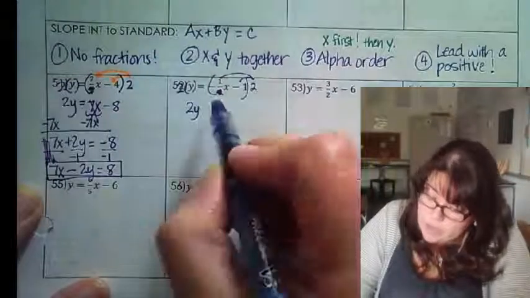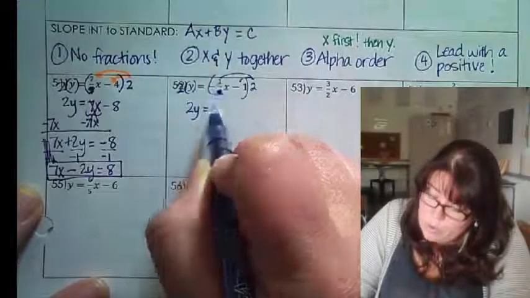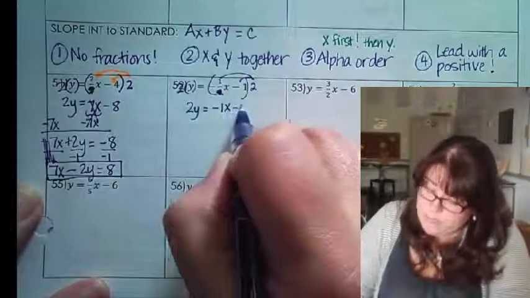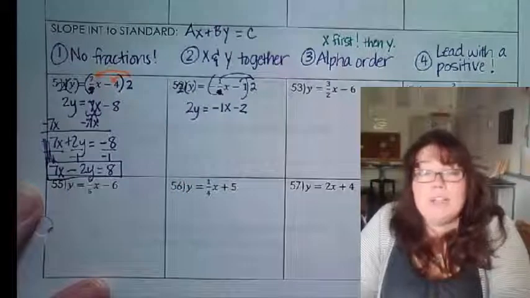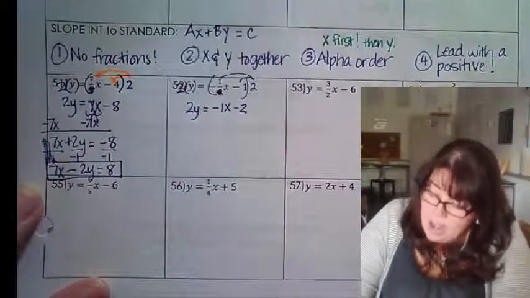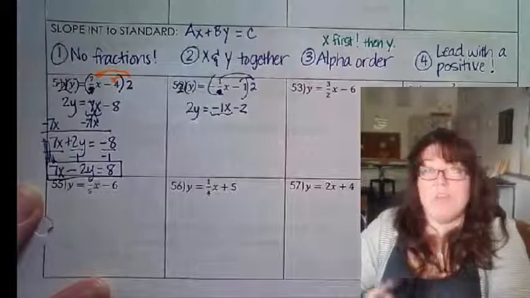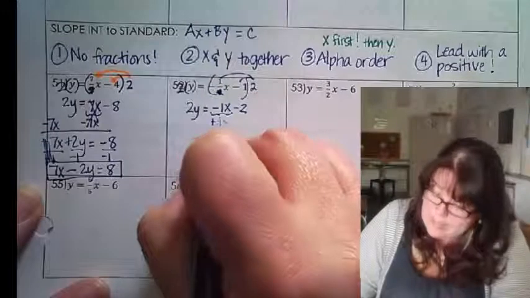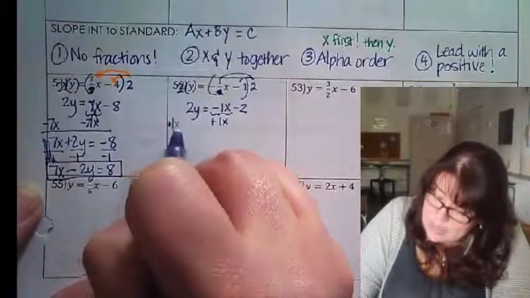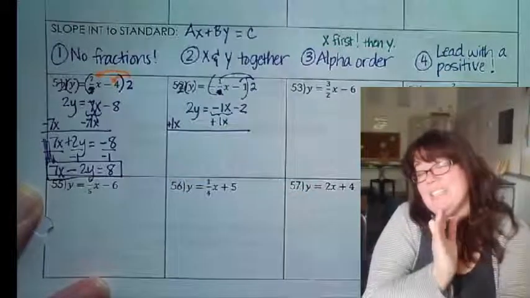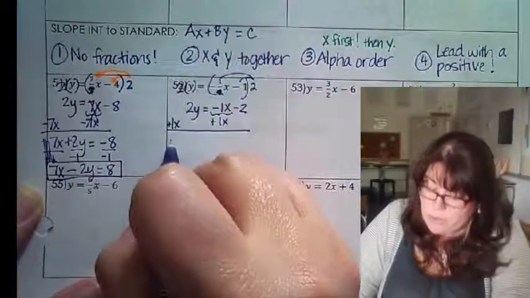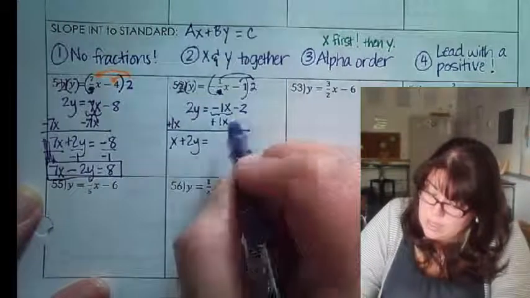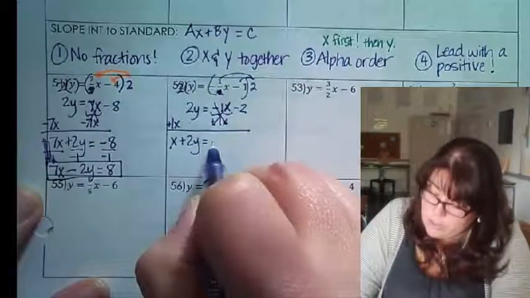And I'll be left with negative 1x. When I multiply negative 1 by 2, it'll give me negative 2. So far, so good. I'm getting closer. No more fractions. Now, I want to move this entire x term over the equal sign. So I'm going to add 1x this time. Add 1x. Notice I lined it up all the way to the left because I want this x to be first. Then plus 2y equals, these will cancel, and I'm left with negative 2.